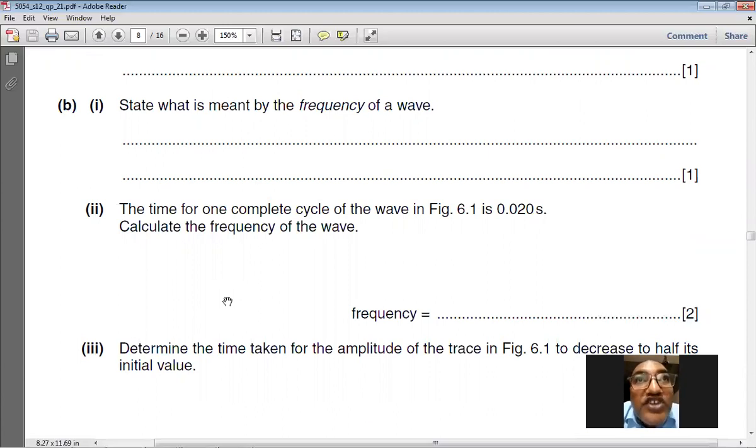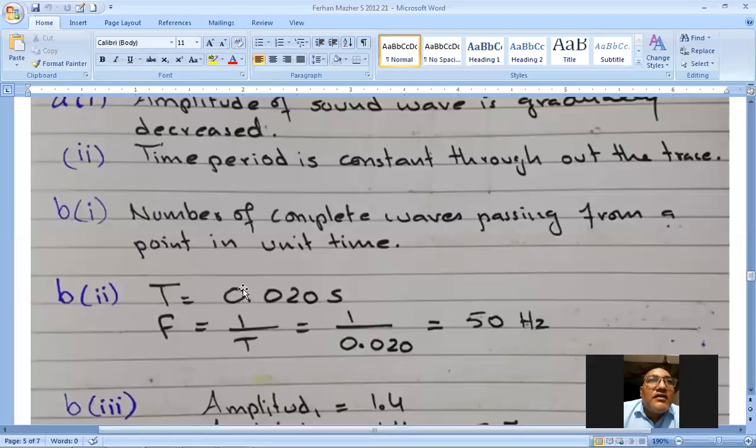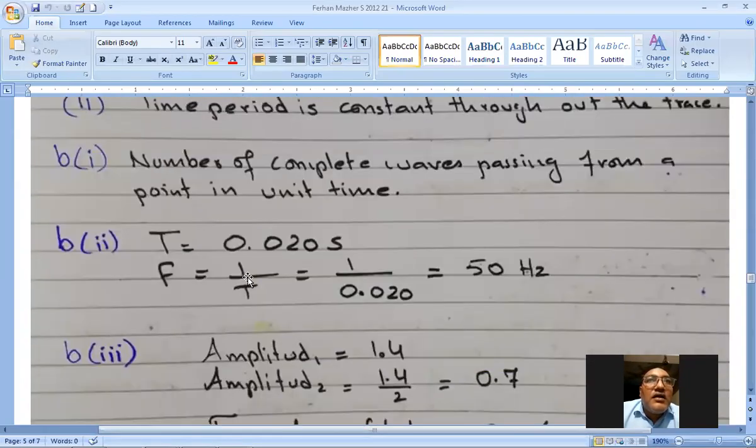State what is meant by the frequency of a wave. Frequency means the number of waves passing a point in unit time, or the number of waves passing a point in 1 second. Number of complete waves passing a point in unit time is known as frequency.